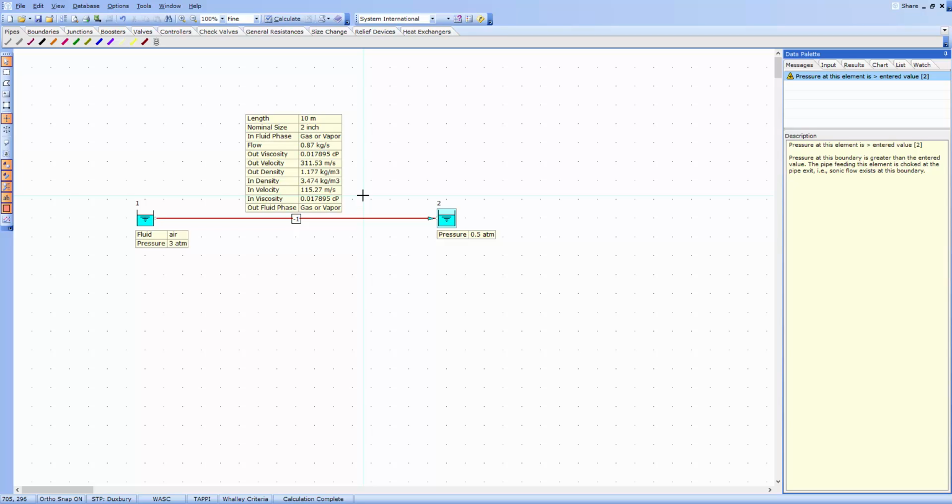As we know, the density of a gas flowing in any pipeline is not constant. It's a function of temperature and a strong function of pressure.